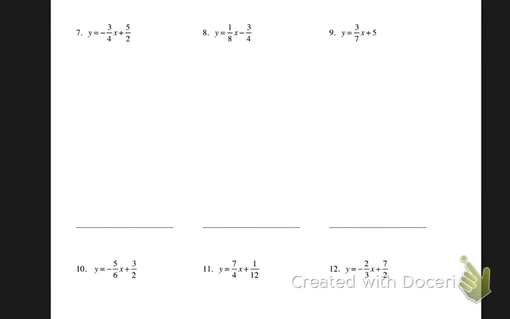This video is for our 6.4 day 2 notes. We are on the back side starting with number 7. So what we have here is a problem that has two fractions and the denominators are different.